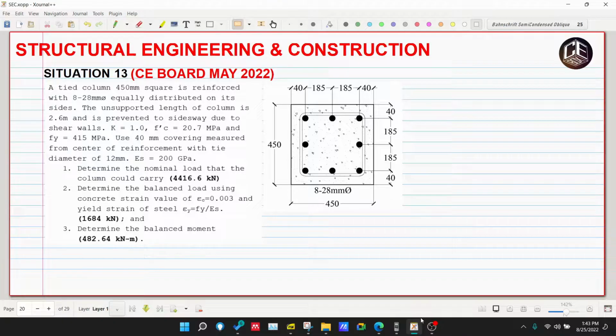So, andito na tayo ngayon sa situation 13. Marami na talaga tayong nakreate na videos. Although paunti-unti lang, at least nakapagdagdag tayo ng videos kada week sa structural engineering and construction na maaaring magamit ninyo for your preparations and review for board examination. So, our situation 13 came from, again, CE Board Exam May 2022.